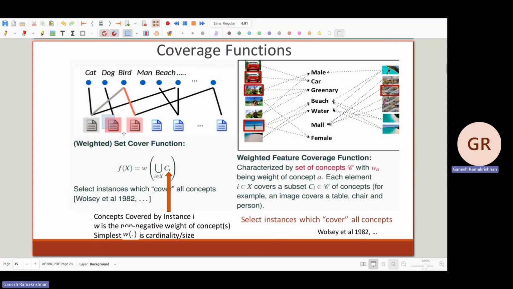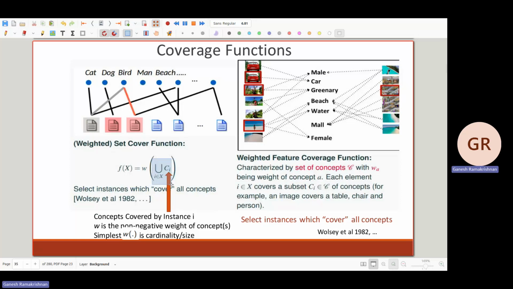So I basically picked up these two documents because the black edges cover all the words, right? So select instances which cover all concepts. That's the whole idea. Now you may also associate a weight with the coverage. So W outside, what is X? X is a set of documents I'm using to cover. So i in X means it's a single document.